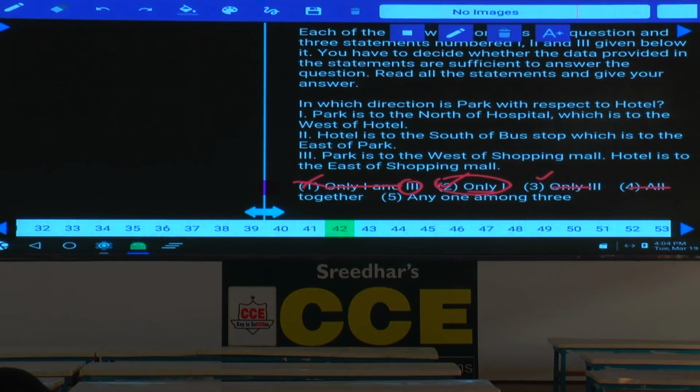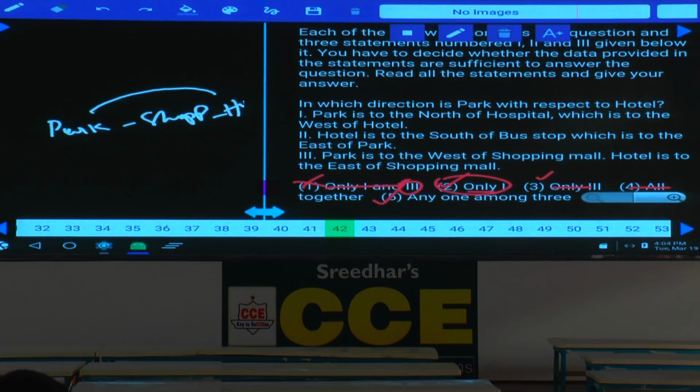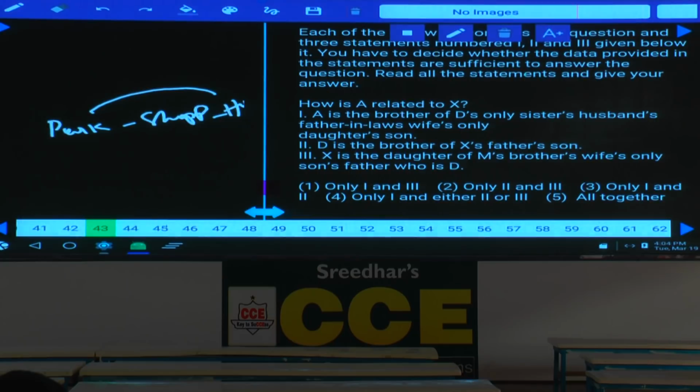Then 3 alone. What is 3 alone here? Park is to the west of shopping mall. And hotel is to the east of shopping mall. Hotel is here, park is here. Whether we are able to determine the answer or not. Hence 1 alone is sufficient, 3 alone is sufficient. That means any one among the 3 is sufficient. Done with this? Choice 5. And this is how to eliminate the choices in this data sufficiency wherein 3 statements were given. Then question number 43.